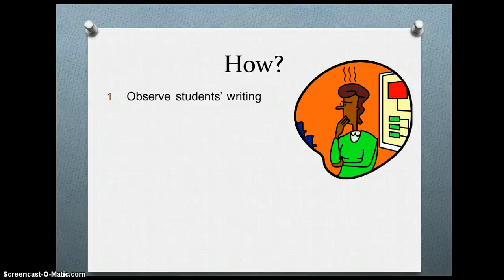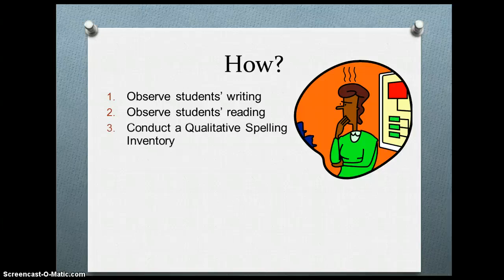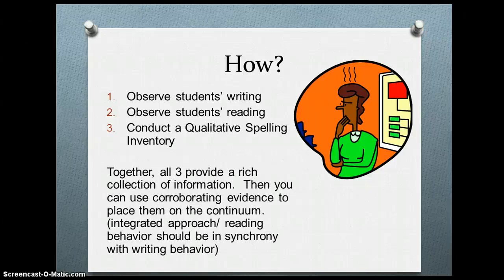So how exactly do you go about assessing spelling and writing? Well, first, by observing the students' writing. Second, by observing their reading, since as we saw, they're very interrelated, interconnected, interactive. And then conduct a qualitative spelling inventory. So now I'm going to go through each of those parts. Together, all three of these ways for gathering information provide a rich collection of information. Then you can use corroborating evidence to place the student on the continuum that I just showed you.